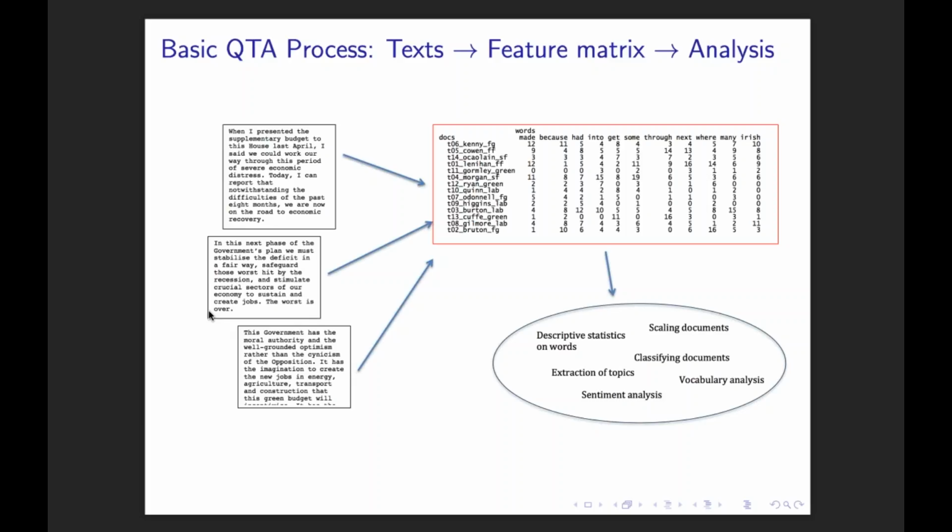And we can use that information in this matrix to run a bunch of different kinds of statistical or computational analyses. So for instance, we might want to describe the types of words that are being used by the speakers or across the documents. We might also want to do sentiment analysis. We might want to classify documents on the basis of similarity or dissimilarity, or we might want to actually scale documents, showing those that are relatively more similar or less similar than other ones as well.